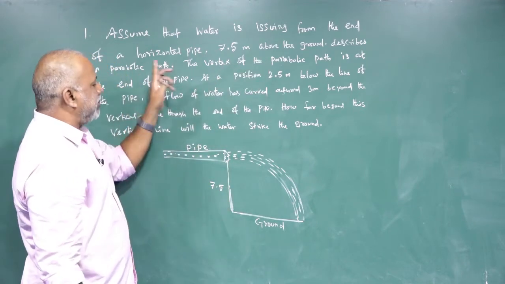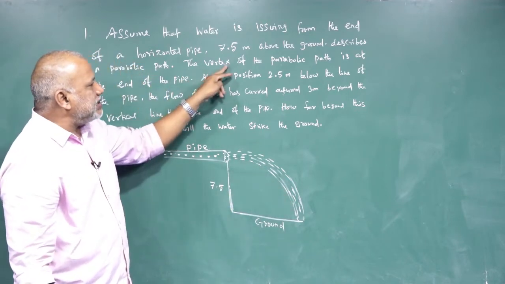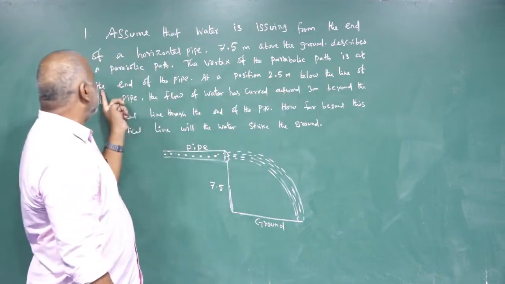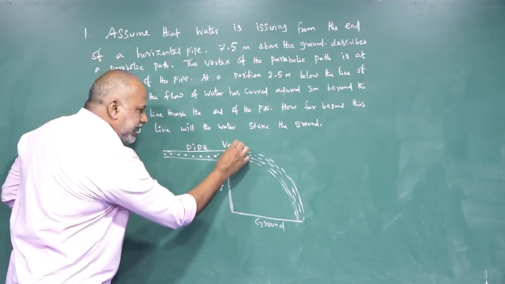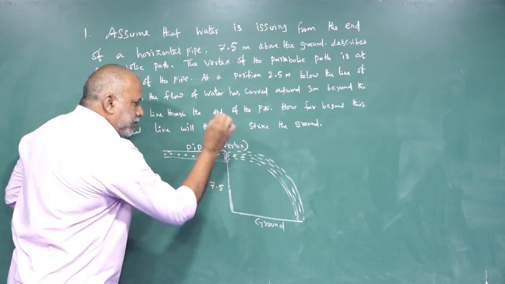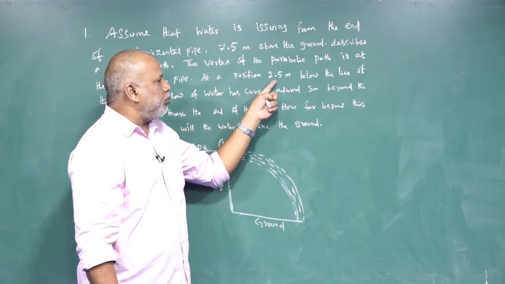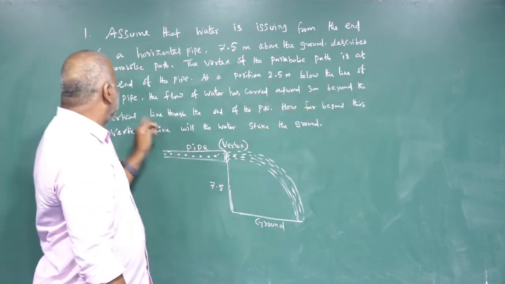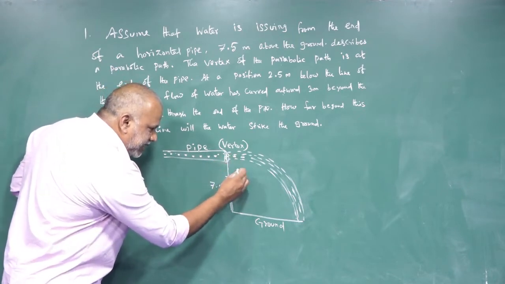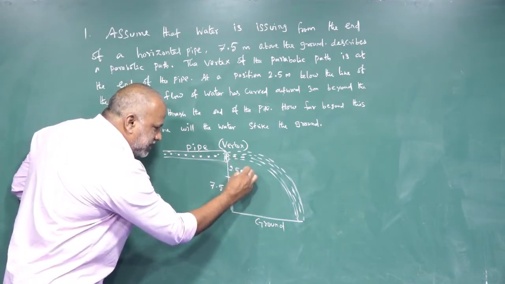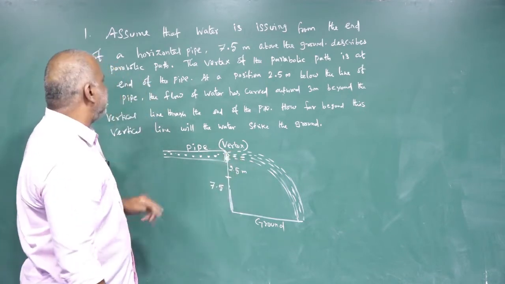The water describes a parabolic path. This is called a parabolic path. The vertex of the parabolic path is at the end of the pipe. See, this is the end of the pipe. Consider this end as the vertex, at a position 2.5 meters below the line of the pipe. This is the pipeline; from the vertex we take 2.5 meters below.